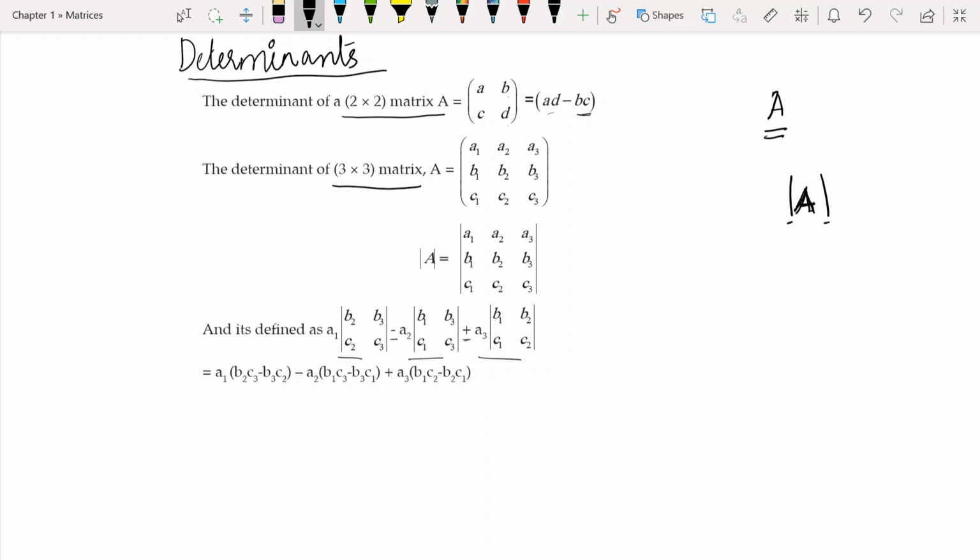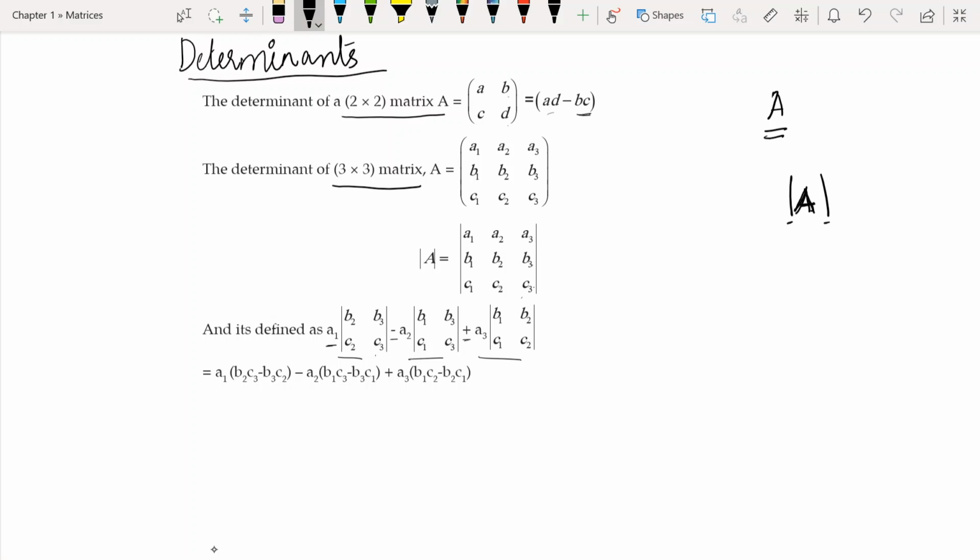Now I'll tell you how to remember the formula. Now look at this. In this, the first one is A1. So start with A1. After A1, what you will put is the determinant of B2, B3, C2, C3. That is, I am eliminating this row and this column. When I eliminate, what elements are left? These 4 elements.